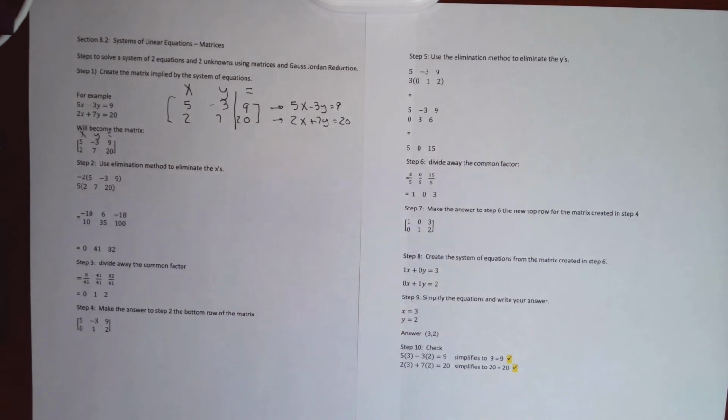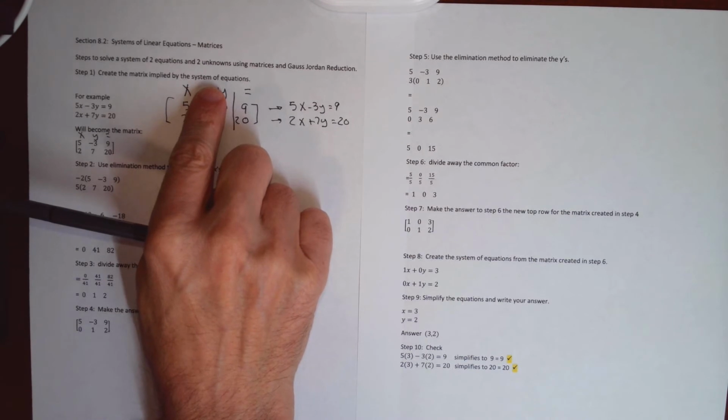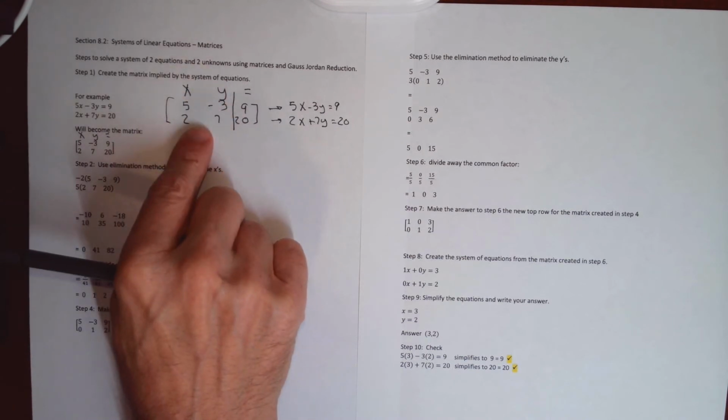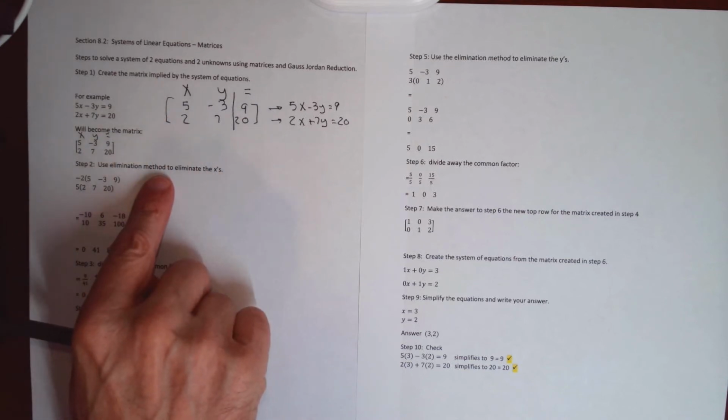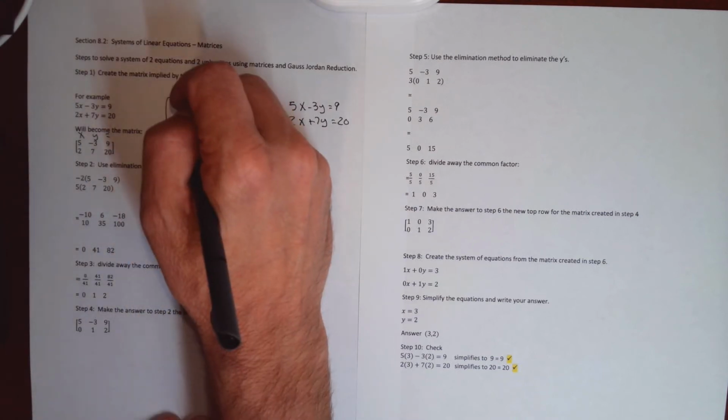So now we're going to use the elimination method very carefully. So this is step 1. I created a matrix implied by the system of equations. I need to reduce this so I can read off the answers. And how do I do that? Well, I'm going to use the elimination method first to eliminate the x's. How do I do the elimination method?